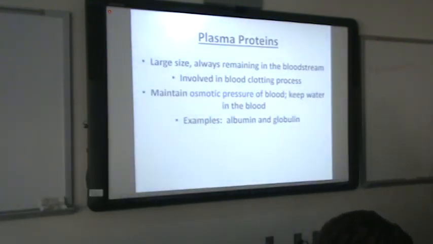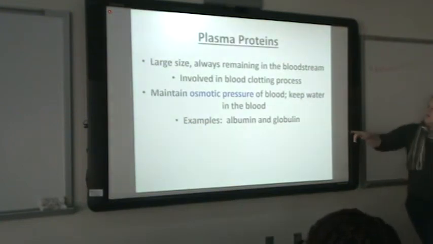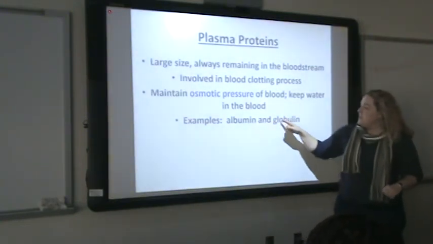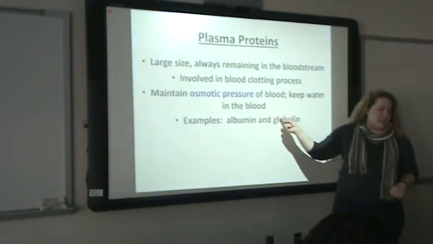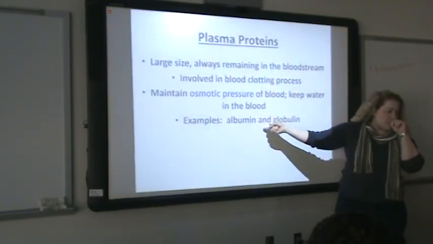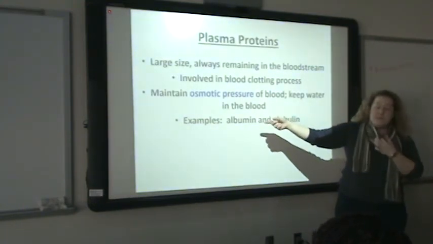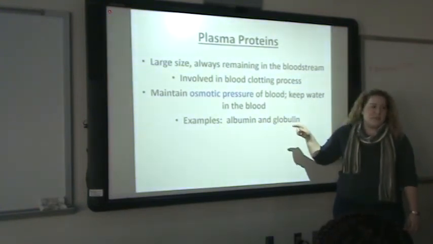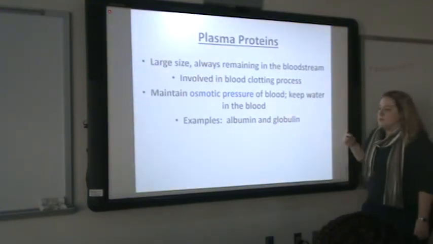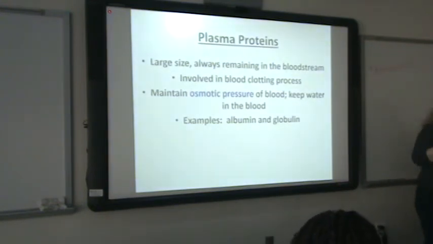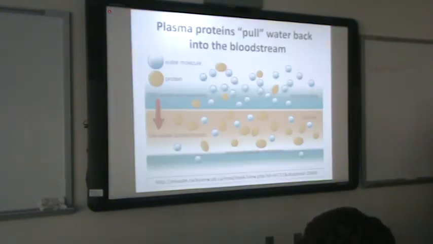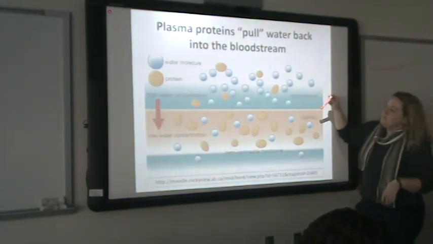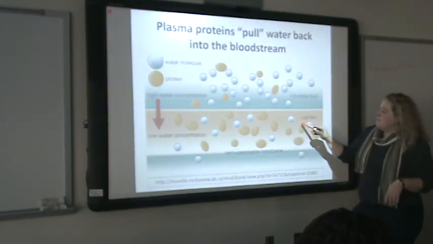Before I give an example of what osmotic pressure is, albumin and globulin, these are two of the major classes of plasma proteins. So if you hear that term in the future, albumin, globulin, those are plasma proteins. You should put that in your mind as plasma related. So these proteins are big. They're shown here in yellow.